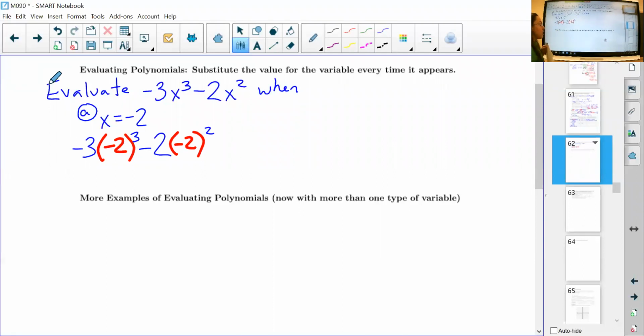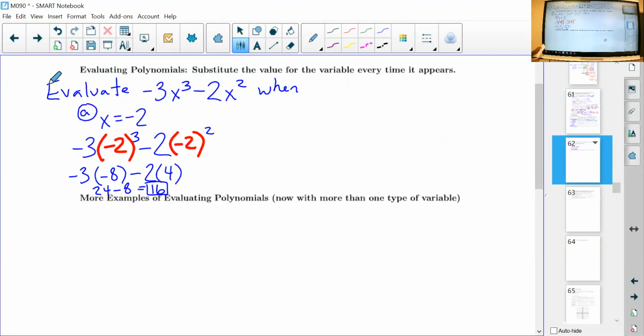Order of operations, right? So negative 2 cubed is negative 8. We've got an odd number of negatives. Negative 8 in here. Negative 2 squared is positive 4 because the negative is squared. Negative 2 times negative 2. This is minus 2 times 4. Negative 3 times negative 8. Two negatives multiplied together make a positive. 24 minus 8 gives us 16.